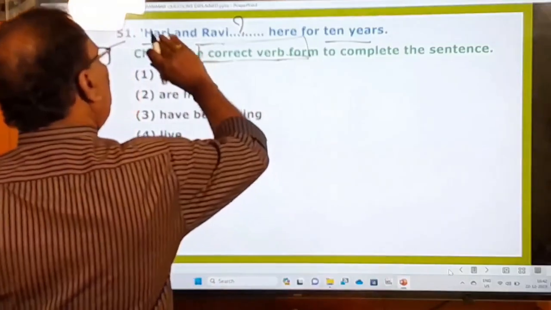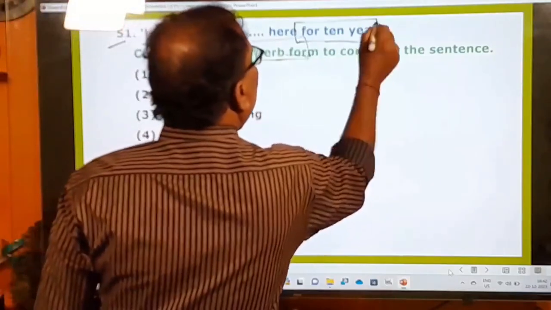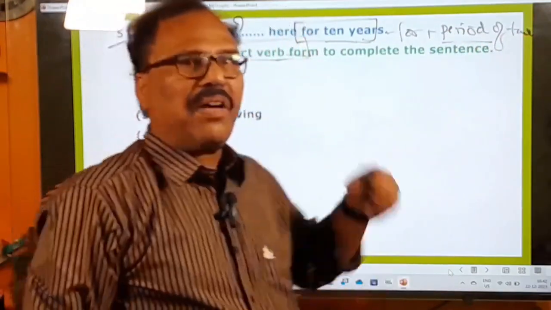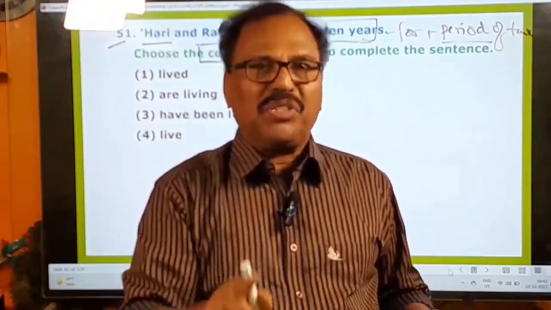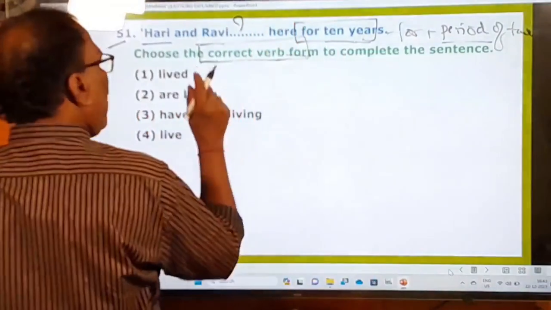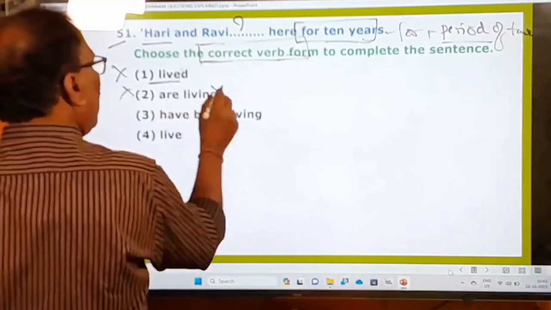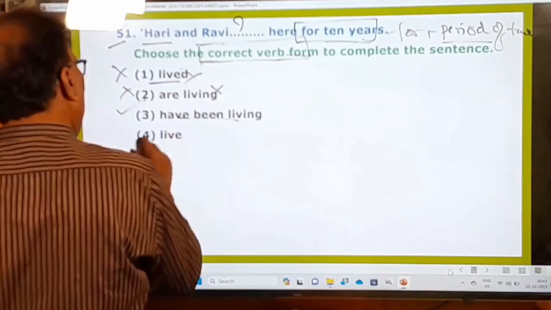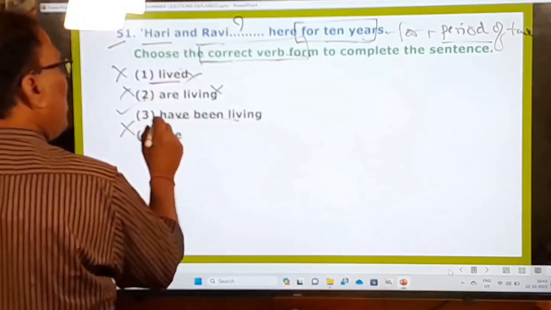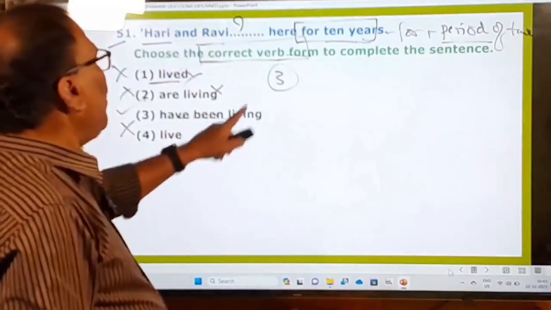But what to use in this blank means you have to observe this sentence: Hari and Ravi dash here for 10 years. Here you see that for plus period of time is there. Whenever there is for plus period of time in the given sentence, present perfect continuous tense must be used, right? Therefore lived is not correct, it is past tense. Are living is present continuous, it is wrong. Have been living is present perfect continuous tense. Live is simple present tense, not okay. So lived, are living, live are wrong. Only the third one, have been living, is the right answer. Yes, Hari and Ravi have been living here for 10 years.